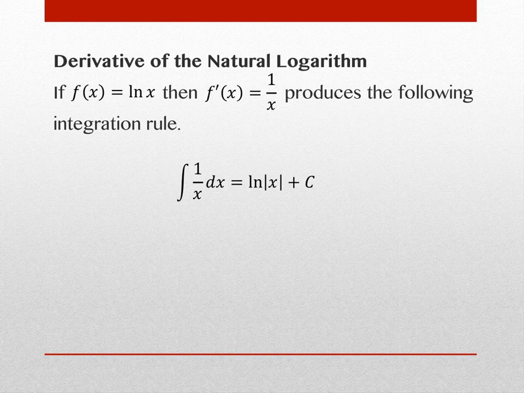So when we looked at the derivative of the natural log, we said that if we have a function natural log of x, then its derivative is 1 over x. That's what we said. So if we take the antiderivative now of this, we will get back to where we started. So the antiderivative of 1 over x is the natural log of the absolute value of x. We're just going backwards. Before, we took the derivative of the natural log and it became 1 over x. Now we're taking the antiderivative of 1 over x and it becomes the natural log of the absolute value of x.